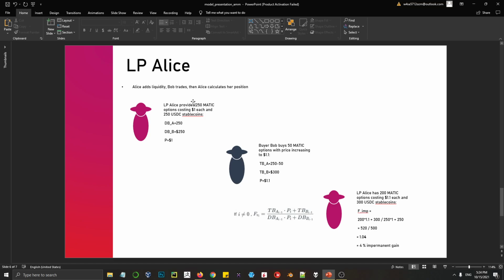So going with our example, an LP Alice provides 250 Matic options, let's say they all cost $1, and 250 USDC in stablecoins. So that means our debt balance A and debt balance B are equal to 250. Price is 1, and the FM at this moment is also 1. Buyer Bob enters and buys 50 Matic options, with the price in this case increasing to 1.1.